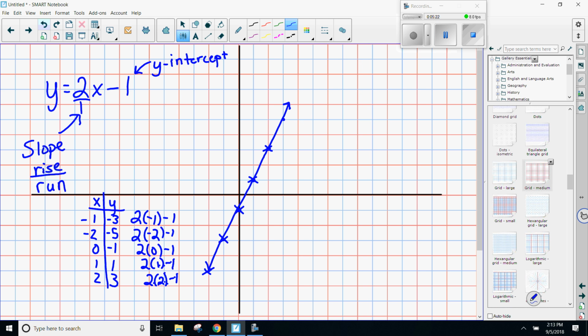Now realize if you don't get graphing calculators, this is how you're going to have to do it. You're going to have to take the equation and put in each number and solve to come up with the y value.